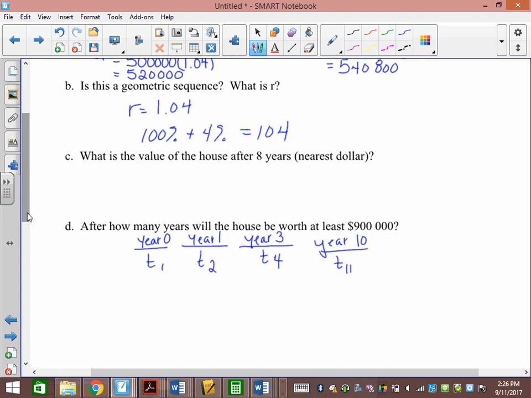So when we solve this one out and find the term number, is that the year? No, it's actually what? One more than the year. Exactly. To find n.